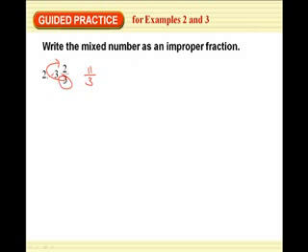And we're not changing the size of the parts, the thirds stay the same. Done. Here again, 4 times 2 is 8, plus 1 is 9, so 9/4. Done. 6 times 4 is 24, plus 5 is 29/6. Done.